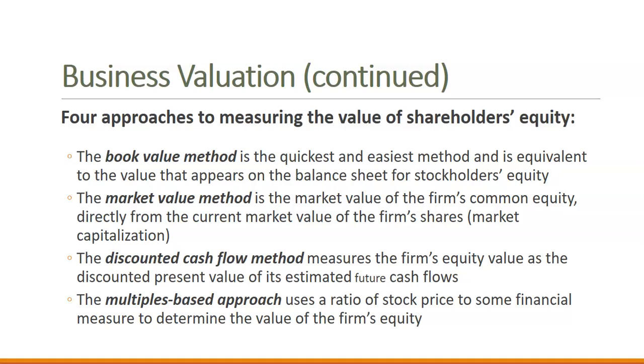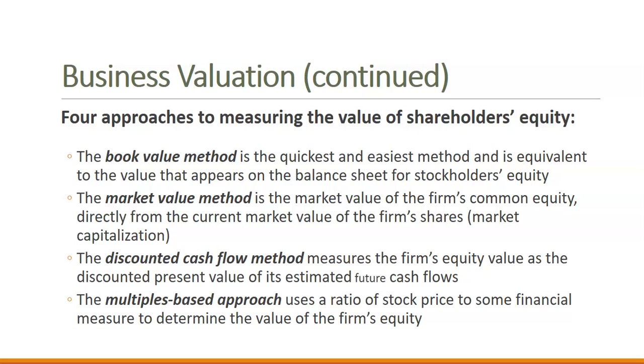So we can look at the book value method. So what is the value that appears on the balance sheet for stockholders' equity? What is the market value method? So the current market value of the firm's shares compared to their common equity. The discounted cash flow method, which measures the firm's equity value as the discounted present value of estimated future cash flows, and the multiples-based approach, which uses the ratio of stock price to a financial measure to determine the value of the firm's equity.